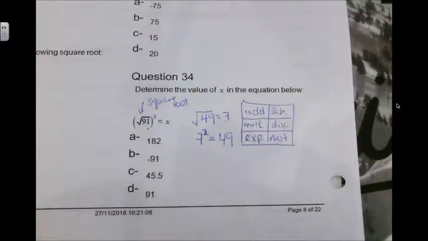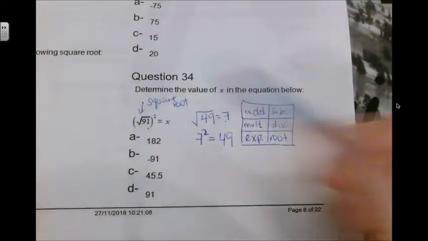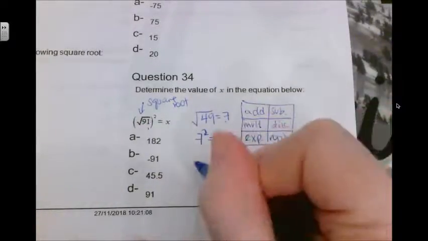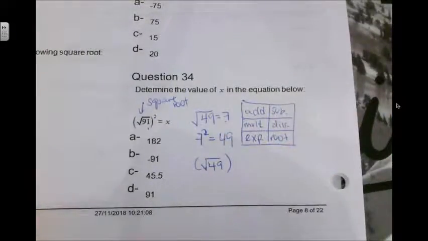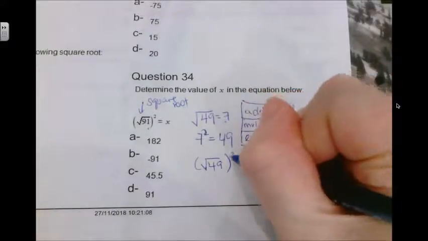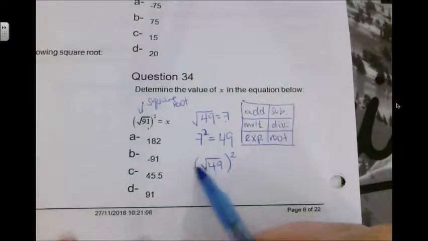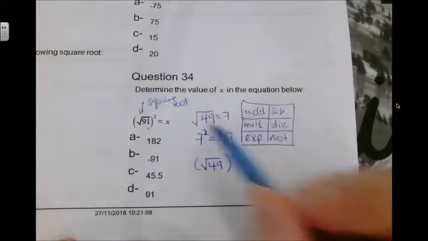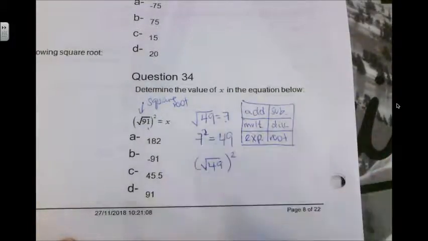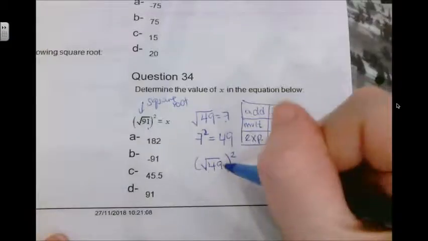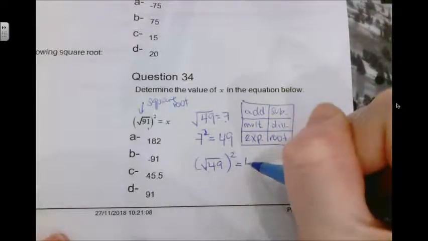So in this case, when you have a bracket around it, like if it said square root of 49, which is 7, and then squared, it's telling you to square root the number and then square it, which is what we did up here. We square rooted it, and then we squared it. It went back to 49. So square root of 49 squared goes back to 49.